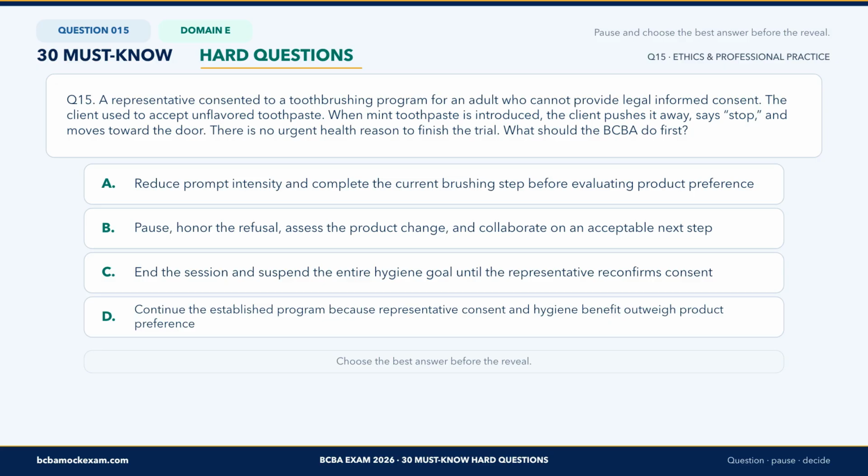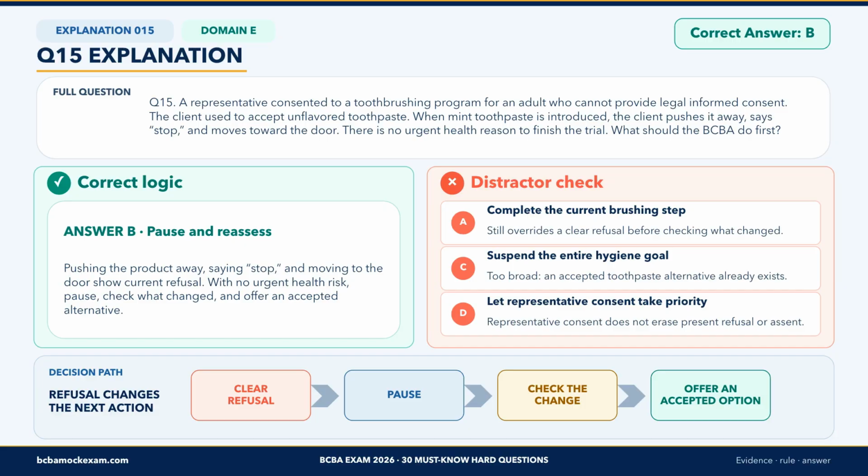Notice the changed product, the clear refusal, the available alternative, and the absence of urgent risk. Use that distinction to make your choice before the reveal. The clear refusal and changed product make B the immediate response. Pause, honor the refusal, assess the product change, and collaborate on an acceptable next step.